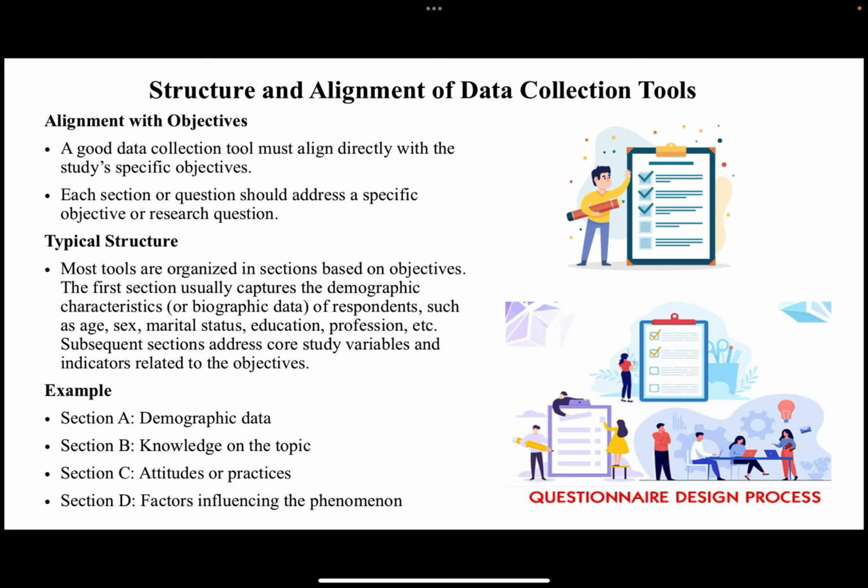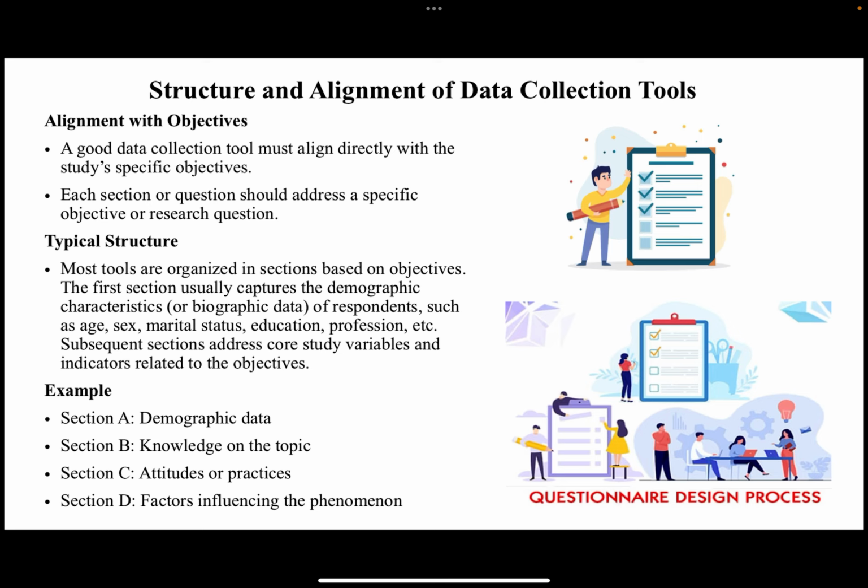The first one is usually compulsory. It's not from your specific objectives. The demographic characteristics of the respondents will not come from your specific objectives. But the subsequent headings, Section B, Section C, Section D, all of them should align. That means if you have 4 specific objectives, you will even have Section E.